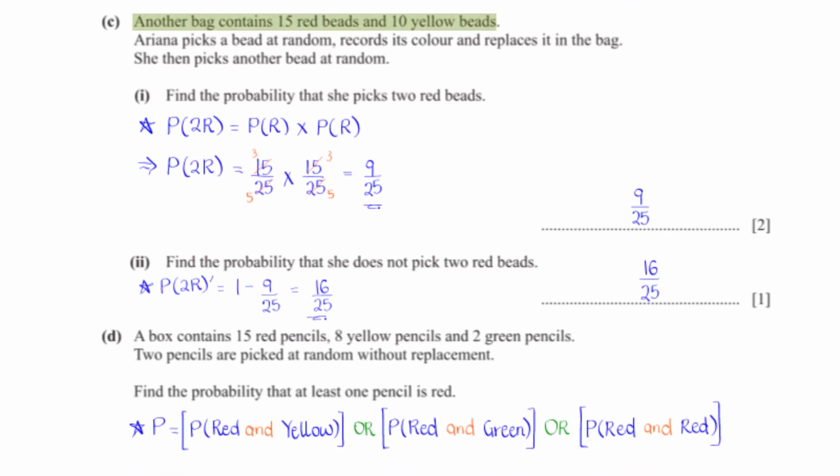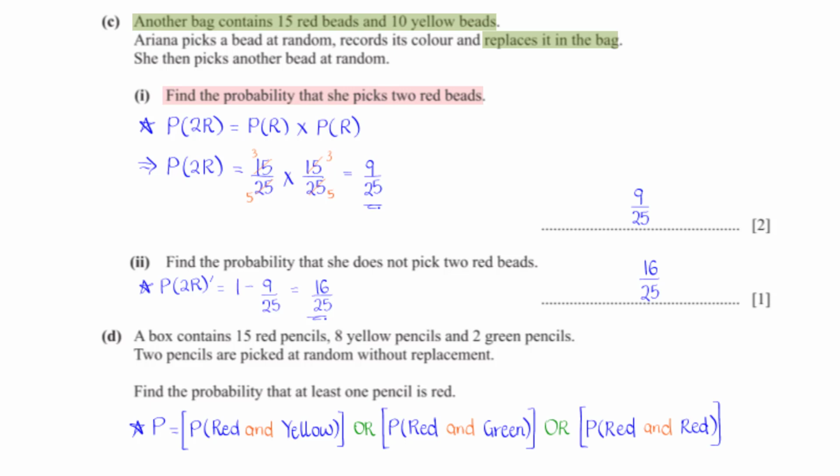Another bag contains 15 red beads and 10 yellow beads. Ariana picks a bead at random, records its color, and replaces it in the bag. She then picks another bead at random. Find the probability that she picks 2 red beads.